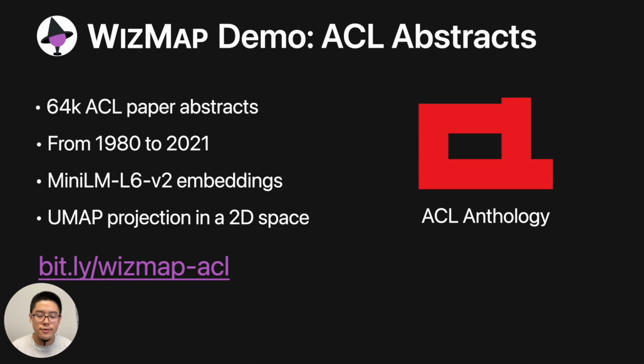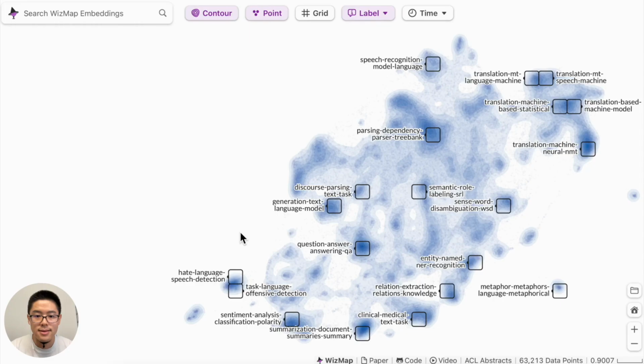And also use UMAP to project them into a 2D space so we can visualize them using a scatterplot. You can visit the link below to see the demo live in your browser. And right now we'll give a demo of WizMap on the ACL abstract dataset.